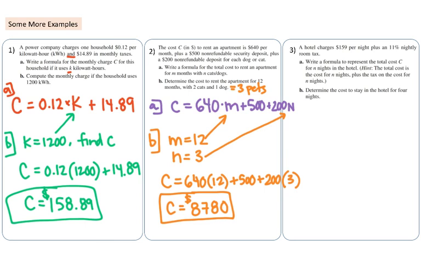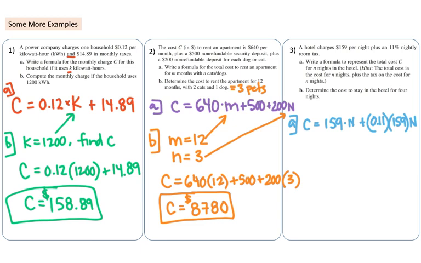Okay, and this last one looks even a little bit more complicated because now we're moving on with percents, but let's read what it says. It says a hotel charges $159 per night plus 11% in a room tax per night. So let's see what that is. The cost equals $159 times the number of nights plus 11%. So 11% is 0.11 times $159, and that's for each night as well.